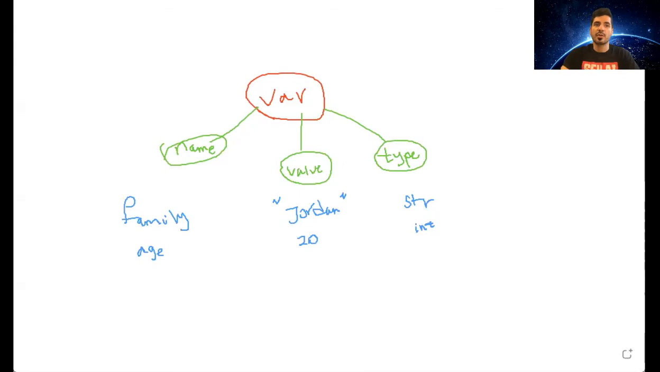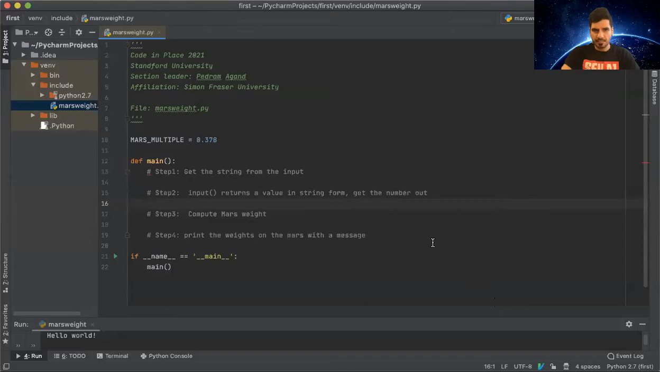Right now we are going to dive into an example where we are given a weight on Earth and we want to compute the corresponding weight on Mars. So let's dive in. Here is the code that we have provided. At first, it may look like a lot to take in, but I will break it down as we go.